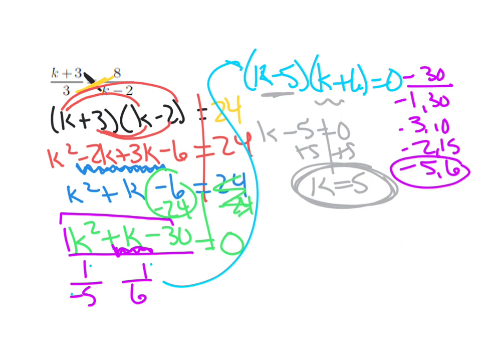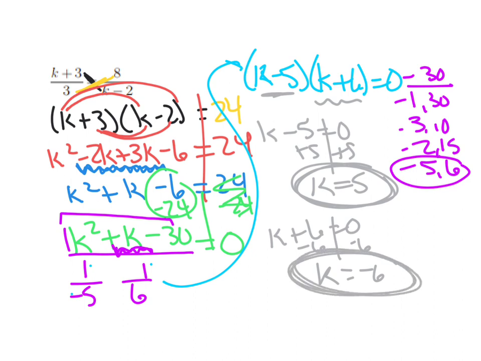Okay, and then we're going to take this second one, k plus 6, set it equal to 0. So subtract 6. And k equals negative 6. Notice on these we have 2 answers because we have a quadratic equation. That exponent of 2 tells us that we should have 2 solutions.